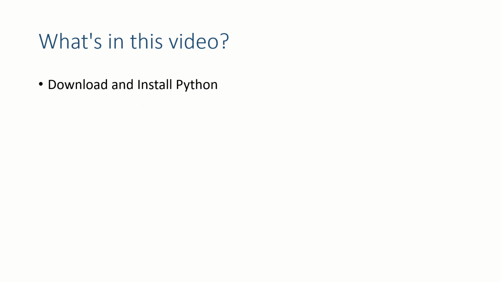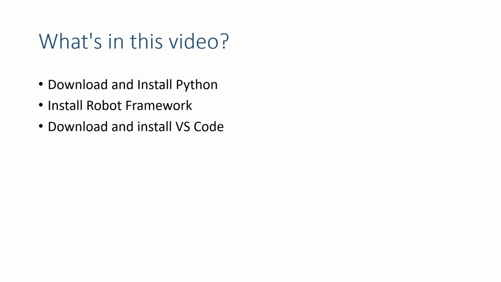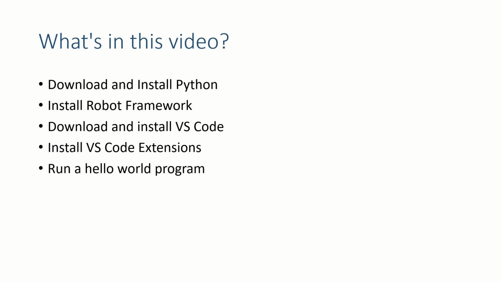In this video, we are going to see the Hello World program in Robot Framework. We are going to start with Python download and install. Then we'll install Robot Framework. We'll download and install Visual Studio Code, install the Visual Studio Code extensions that are required for Robot Framework, and then we'll write a simple Robot program and try to execute it from Visual Studio Code.